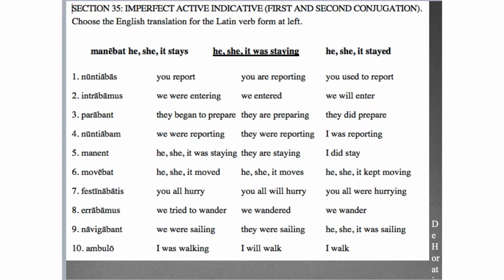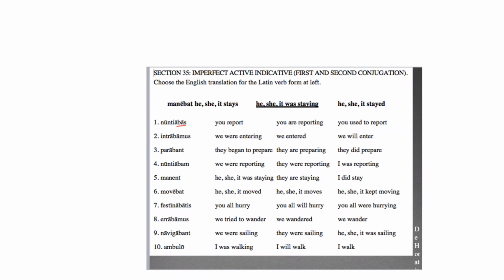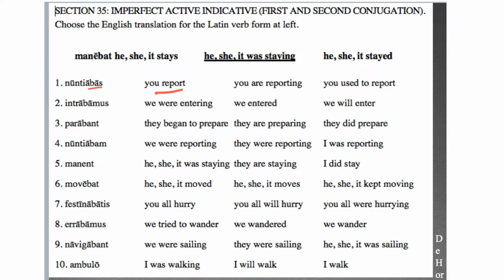Here is a little exercise, a way to practice it. Most of these verb forms are going to be imperfect. You choose the correct translation. For instance, if we look at number 1, there's that BA. That's the tense sign for the imperfect. If I look at my first choice, you report, that is not the imperfect. The second choice, you are reporting, is a different present tense, but it's still the present tense. And then my third one, you used to report, is one of those imperfect translations, so that is going to be correct.